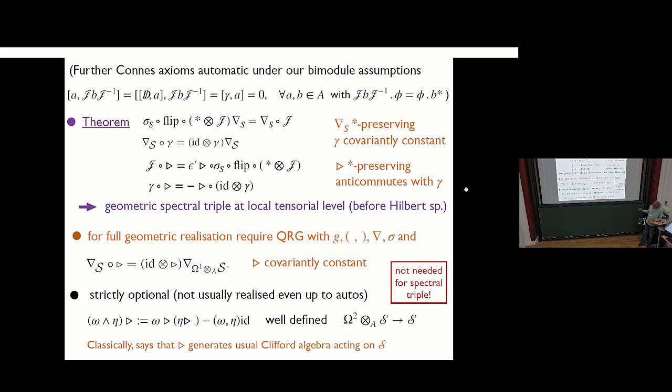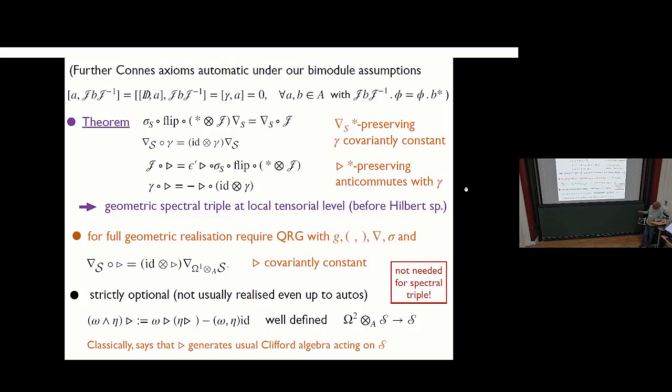Now, you could also ask that the Clifford action is covariantly constant. And that is this, but that would require that the tensor product connection on one side intertwines with the connection on S. But that would require a connection on omega 1. So up to here, there's just any bimodule. We can get the geometric part of Connes' axioms, and we can add a Hilbert space and compute it and try to ensure our domains are correct, etc.